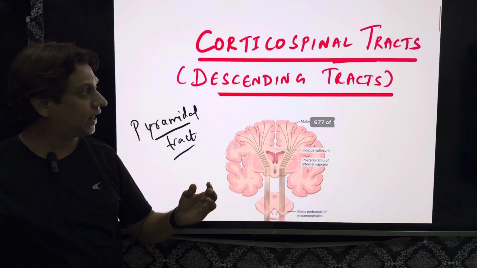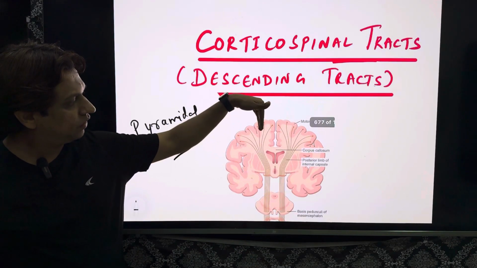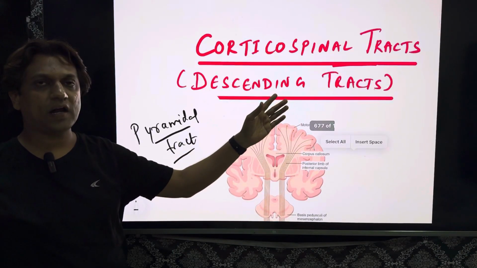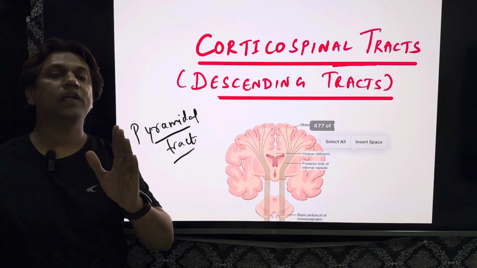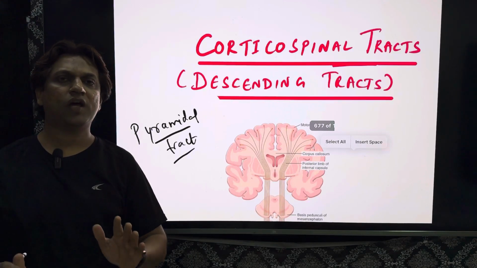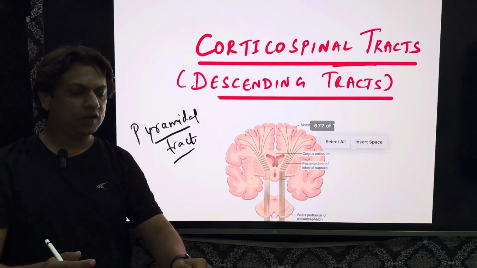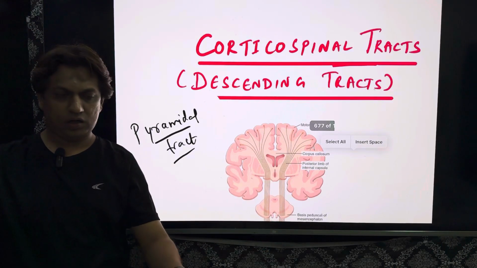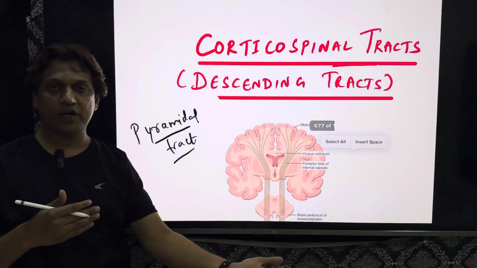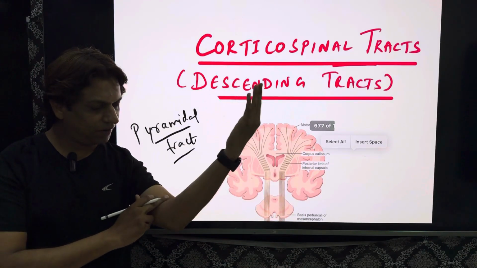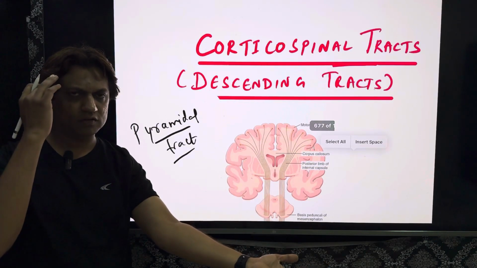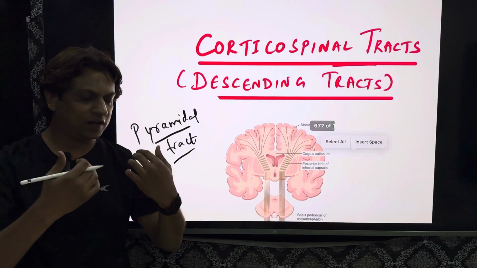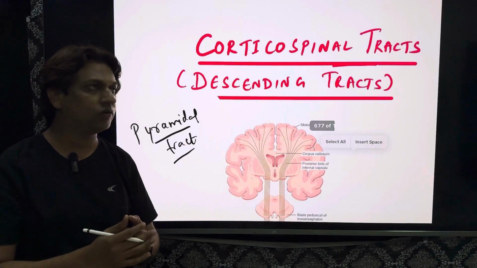So descending tracts means they are descending from the cerebral cortex to the spinal cord, and the importance of the corticospinal tract is that it helps in maintaining voluntary motor activity. Motor activity means movements. Suppose I am raising my hand, lowering my hand voluntarily, flexing my elbow, then extending the elbow joint. This process is controlled by my brain. Which part of my brain controls my movements we will discuss today.